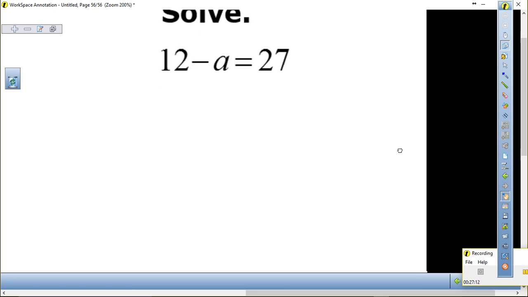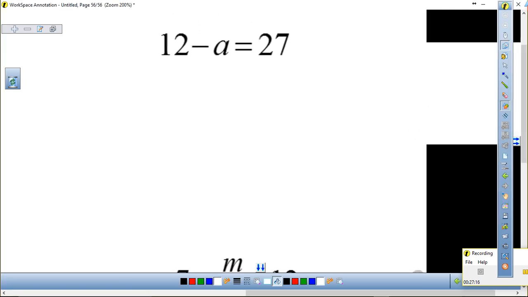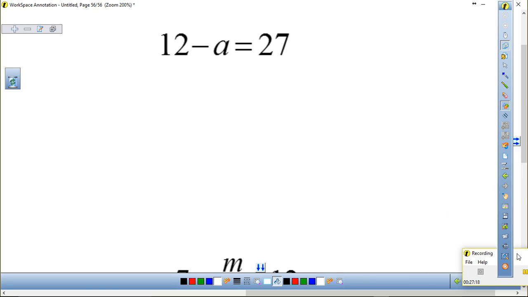$12 minus A equals 27. Let's see what you get for that one. Go. All right, check whenever, see what they got. All right, everyone, A equals, that is correct.